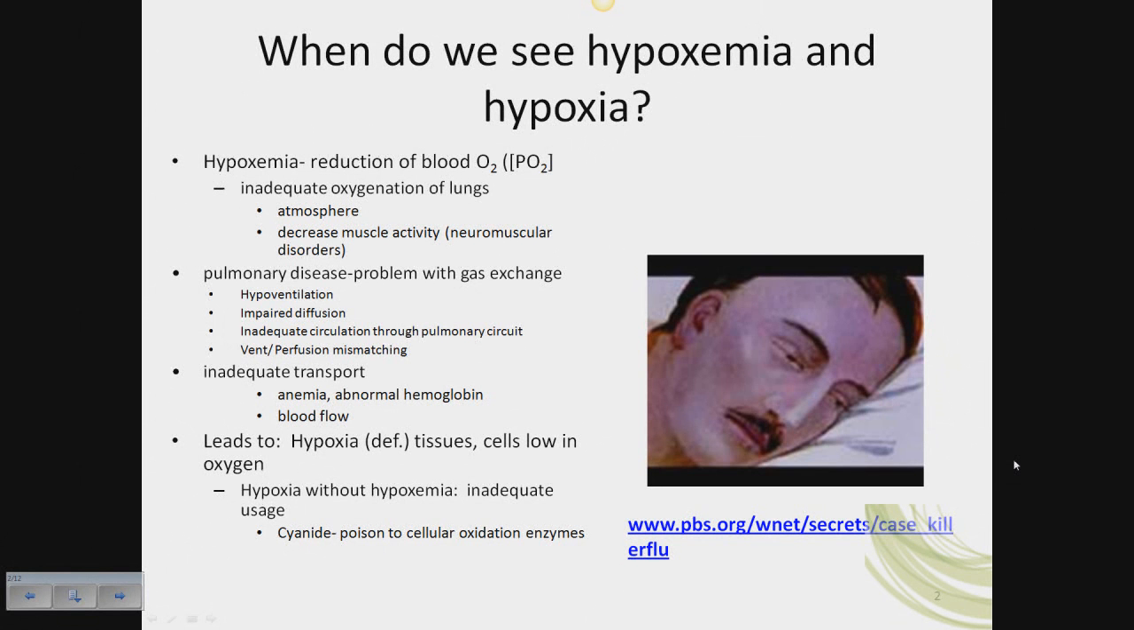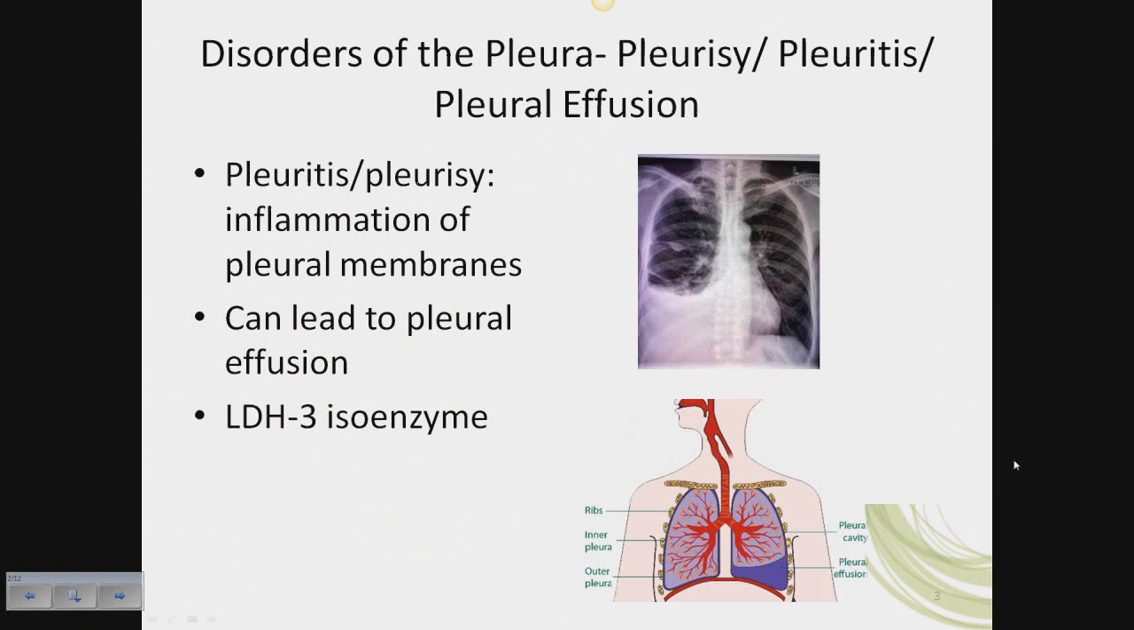Can there be hypoxia without hypoxemia? Sure. Blood can be well oxygenated, but the tissues might not be able to use the oxygen correctly, say if they've been exposed to cyanide poisoning. That effectively stops the electron transport chain. Alright, so let's begin our disorders of ventilation and gas exchange with just an overview of disorders of the pleura.